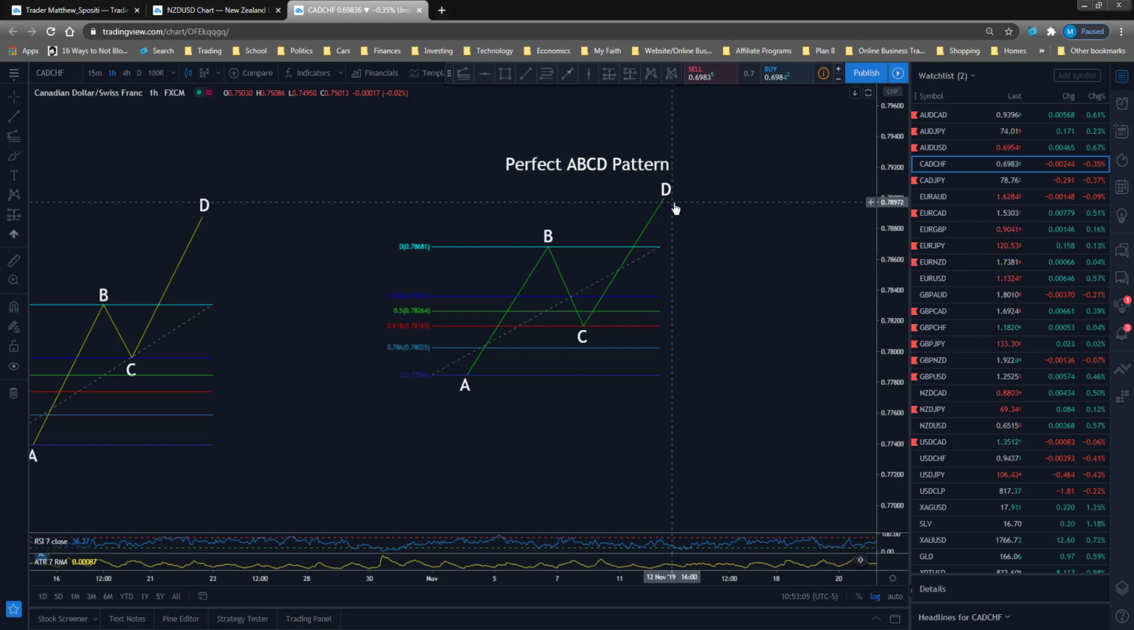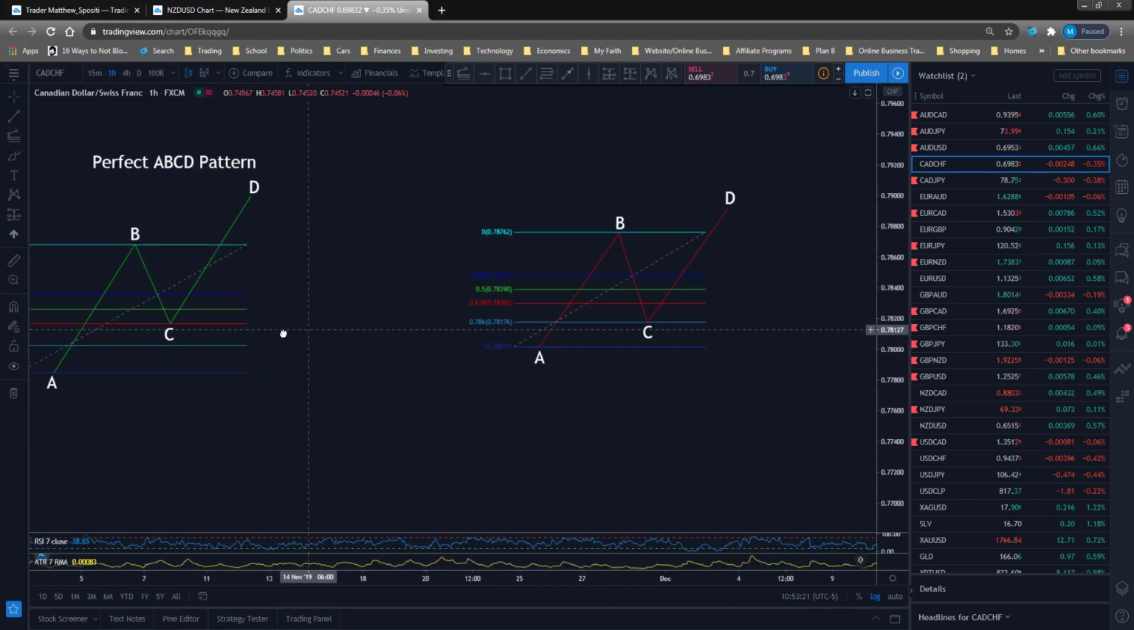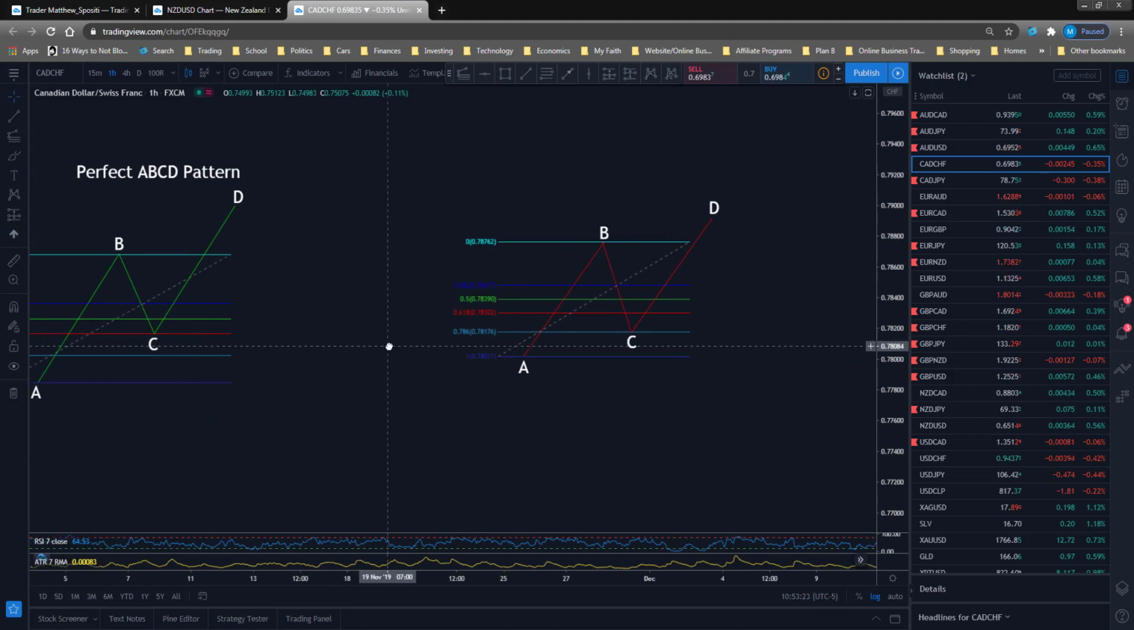It's incredibly similar to what I do, but this is a perfect ABCD pattern. When you go from A to B, B to C, and the B to C retraces all the way down to the 618 fib retracement level, and then from C to D. Okay, this is considered a perfect one. Now, what happens if you retrace down to a 786? It's still valid. Again, all you need is a minimum of a 382 fib retracement level.